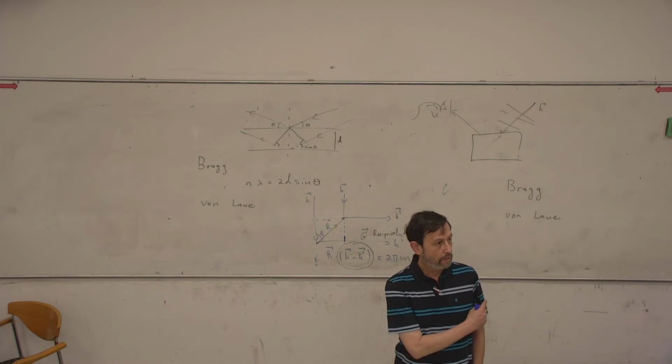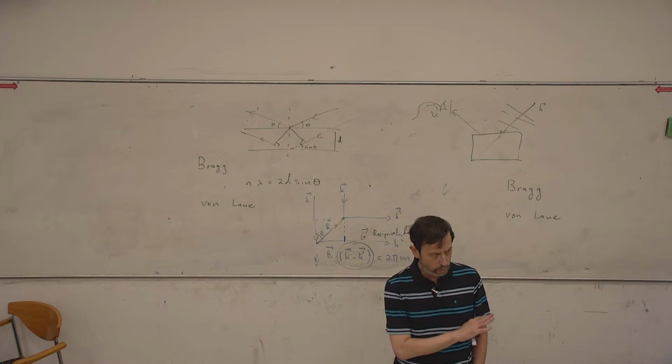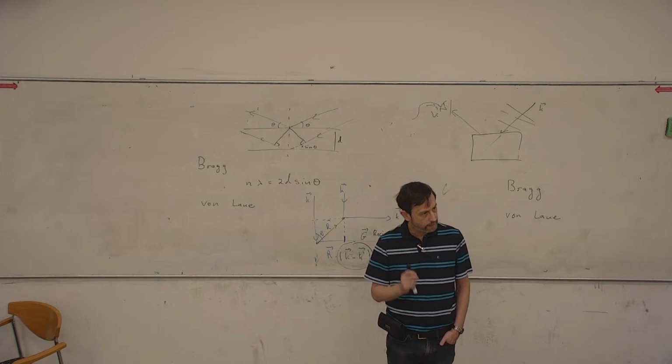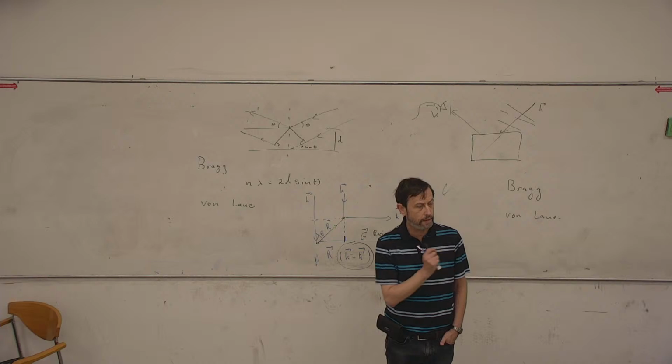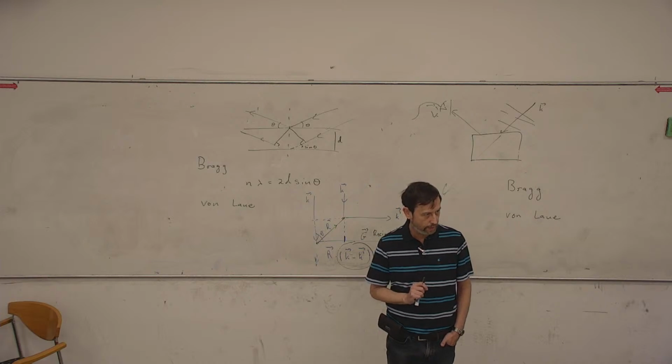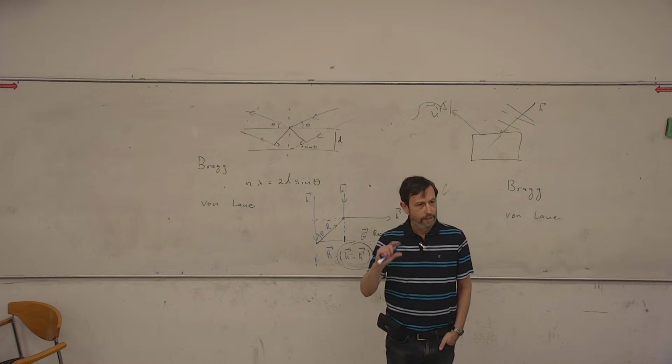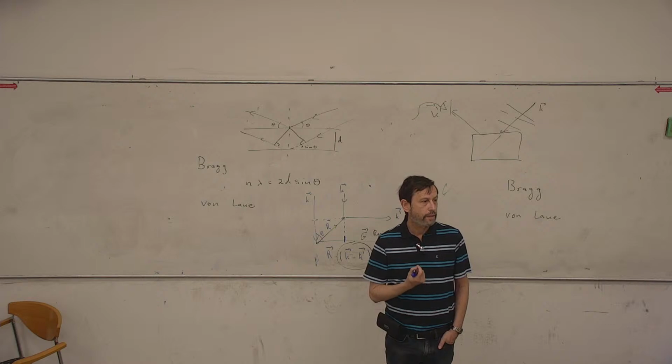As when I'm writing down k and k prime, I'm assuming, and we'll do it in the next lecture for a specific example, that k and k prime have the same wavelength. Why? Because this is elastic scattering. Why is it elastic scattering? The wavelength of the X-ray is very short.